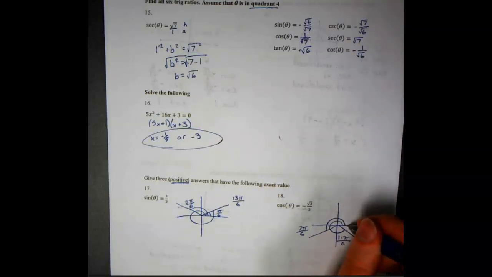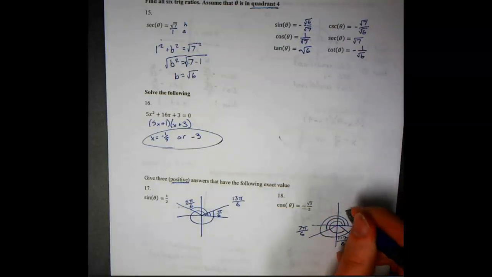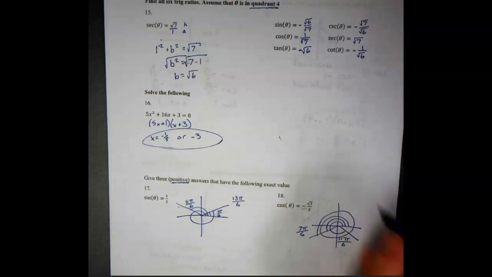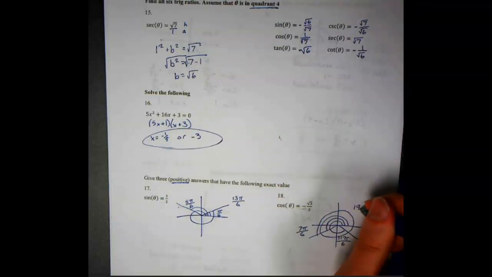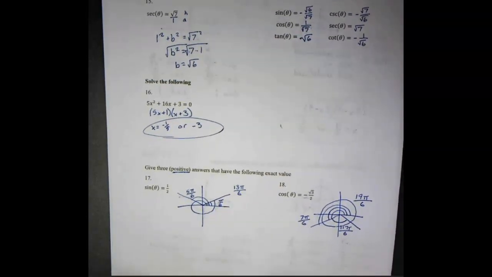And for the last one, we have to go all the way around and then back to that third quadrant. And that's going to be at 19 pi over 6. So there are 3 solutions for each of those.